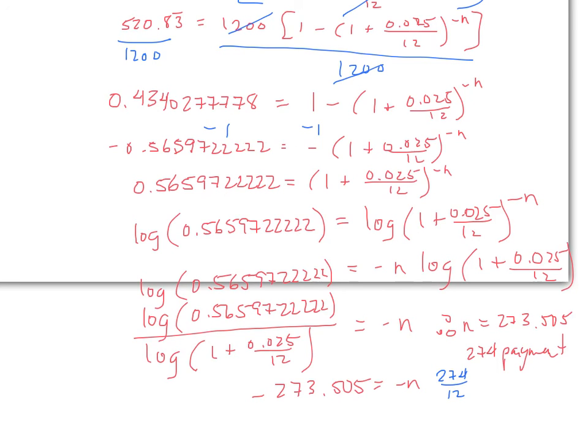Okay, so that's equal to 22 and 10 months. So 22 and 10 twelfths. So that's equal to 22 and 10 twelfths, which means it's going to take you 22 years and 10 months to pay off your mortgage.